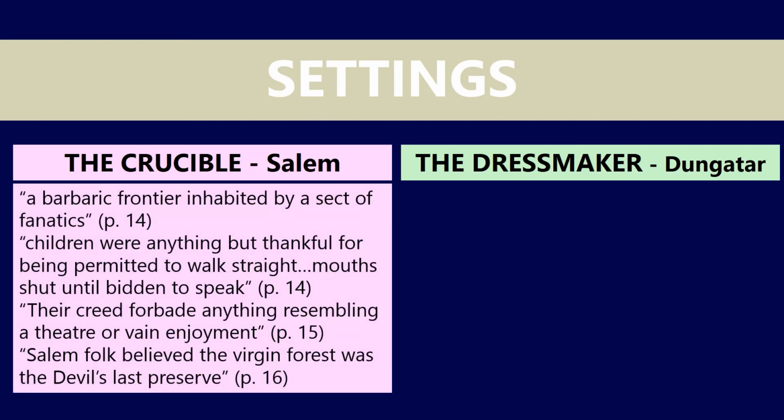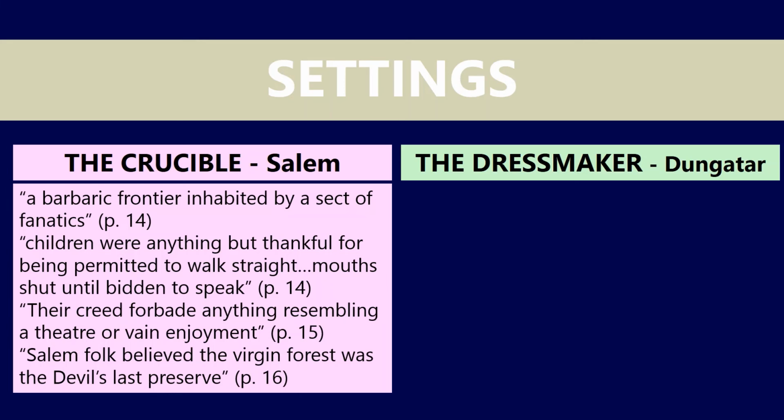So let's have a look at some quotations from the text that describe the settings. And in The Crucible, we have Salem. Definitely encourage you to read the first 4 pages of the text, which is all Arthur Miller's commentary, where he describes the town and a bit of the background information of Salem before, and I guess to an extent after, the witch trials as well.